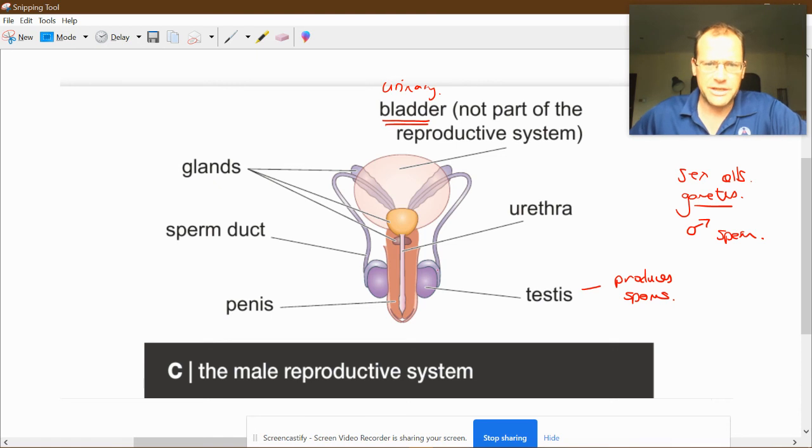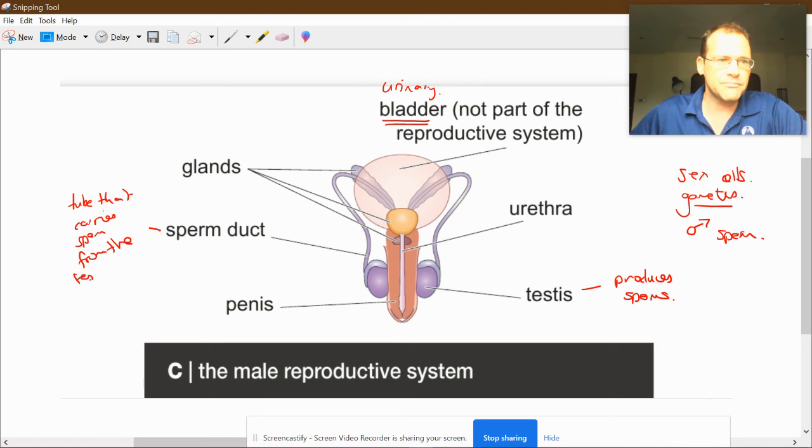Now, if we see this structure here, there is a tube that passes from the testes up here. Now, we call this the sperm duct. So this is a tube that carries sperm from the testes to the urethra, which is the next tube that passes along the penis. Okay, so that sperm will be released from the end of the penis there.